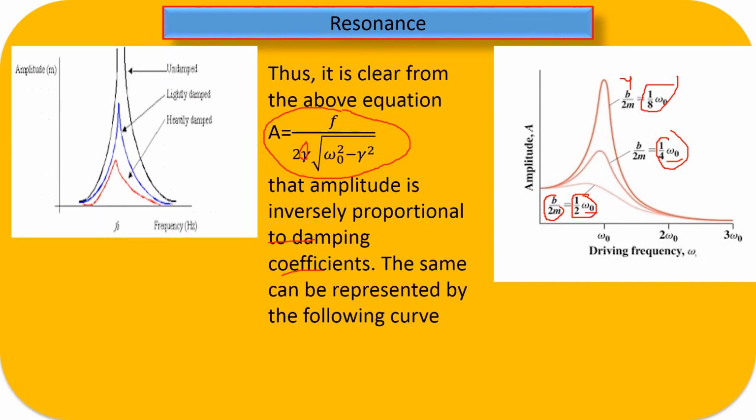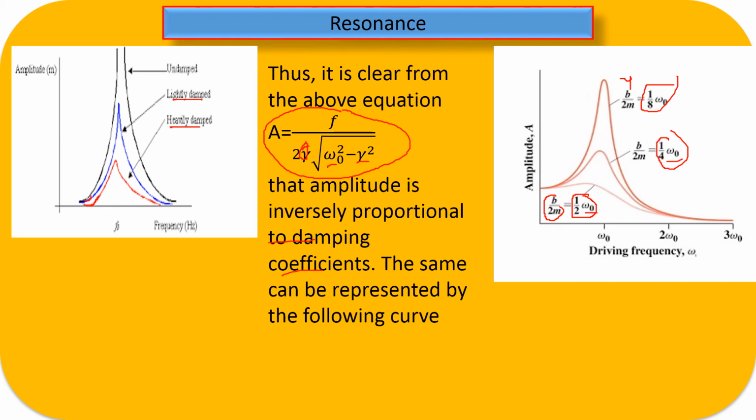Let us see one more curve. This is what I have shown you here. If it is very heavily damped, then naturally its amplitude is smaller, right? But as the damping is lightened, the amplitude value is increasing, and when the value of gamma is very small, and gamma and omega naught are going to be equal, right?